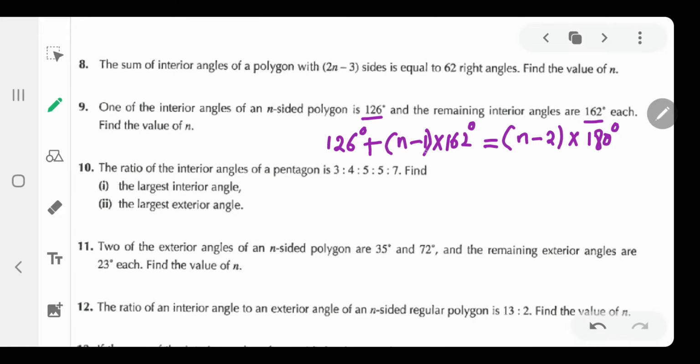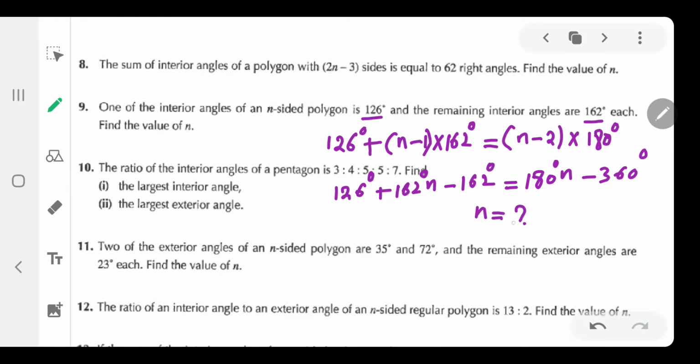Now by using simple mathematical calculations, we can find the value of n. For example, how do we calculate the value of n? We get 126 degrees plus 162 degrees n minus 162 degrees, equal to 180 degrees n minus 180 multiplied by 2, which becomes 360 degrees. After simple calculation, we can find the value of n, which gives us the number of sides of the polygon.